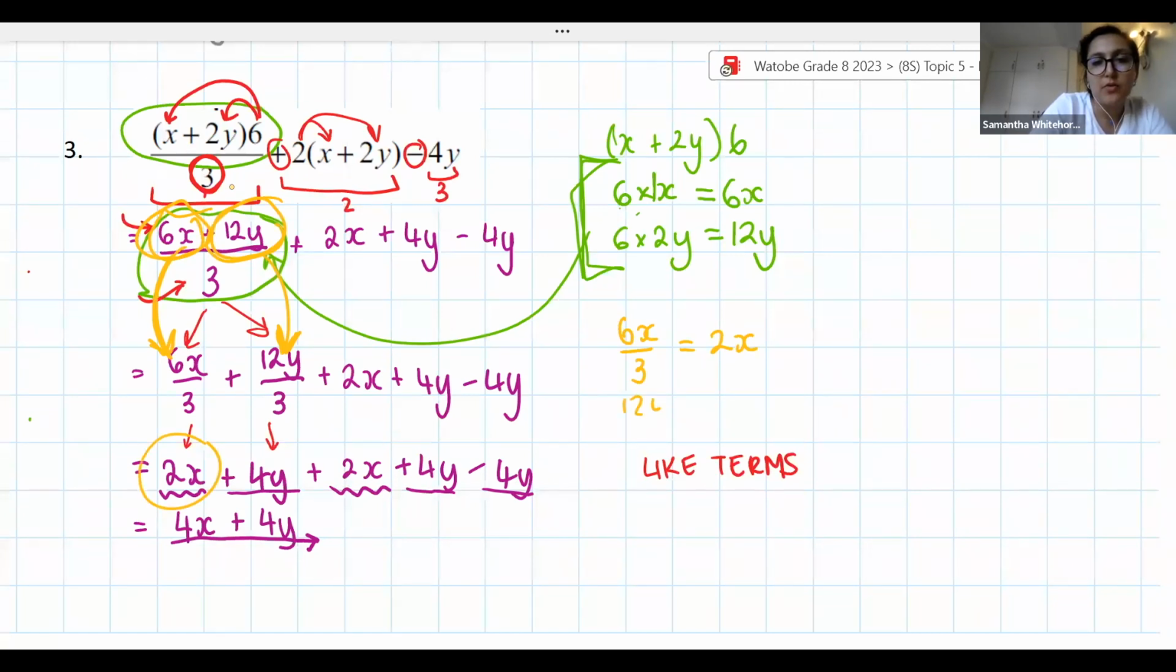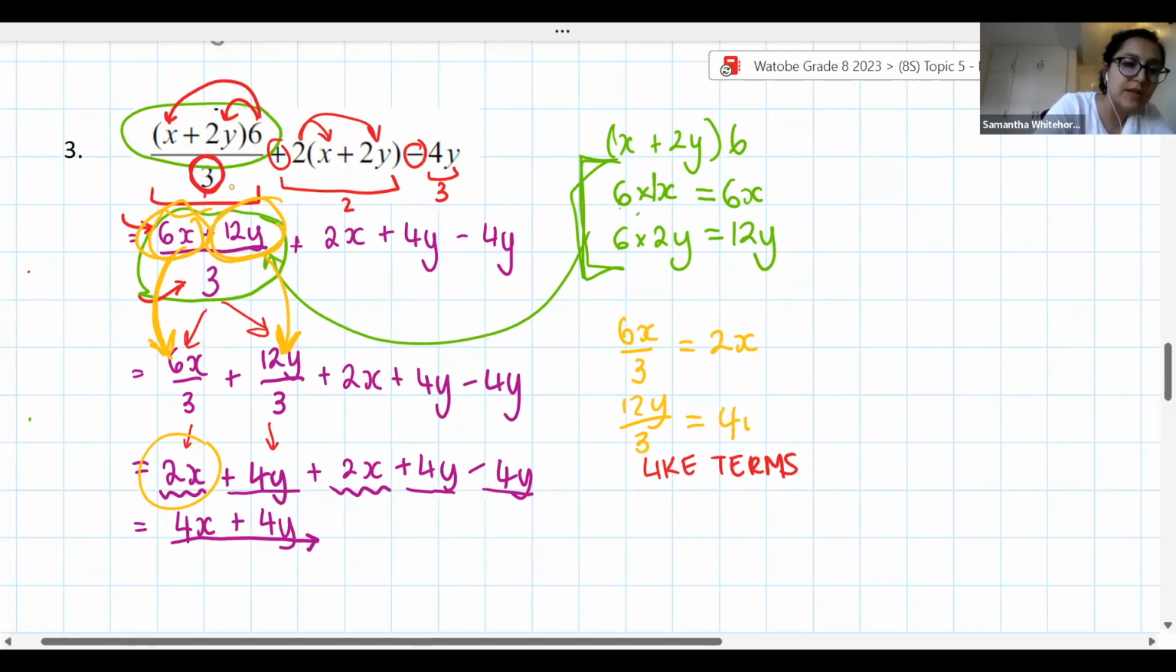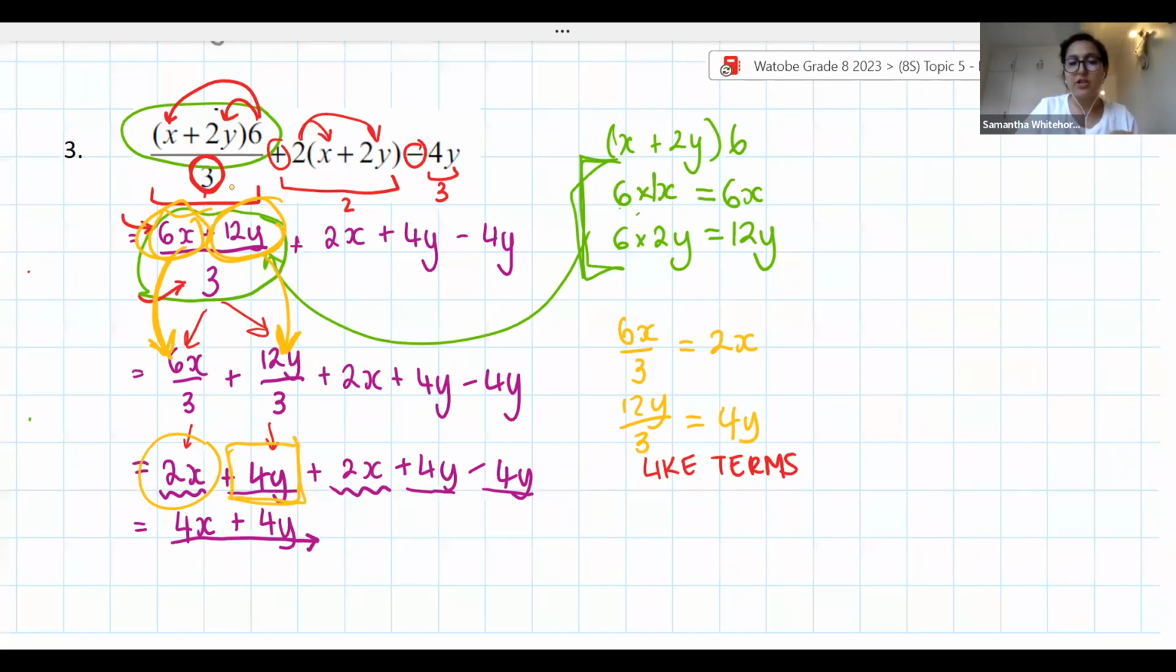And 12y divided by 3. 12 divided by 3 is 4. And so I've separated my fraction so that I can simplify it. Oh. Okay. Yeah. Good.